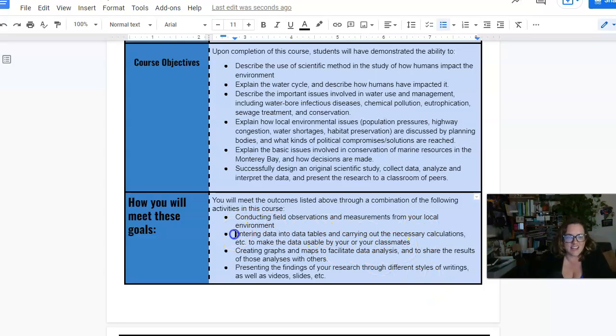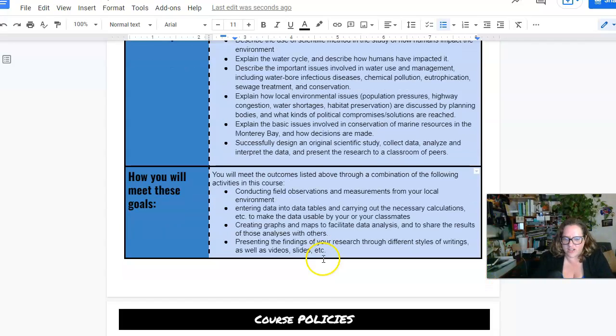One of the biggest things in science is entering data into data tables and working out calculations to analyze your data. Oh boy. And to do that using graphs and maps and all these things, and to present your data. So I haven't exactly decided how I want to do that. One of my colleagues, when he does this class, they actually meet once or twice a week on Zoom, and then they give their presentations that way. I think I might just have y'all record your presentations. I haven't decided. It's not for another 8 weeks. We'll figure it out.